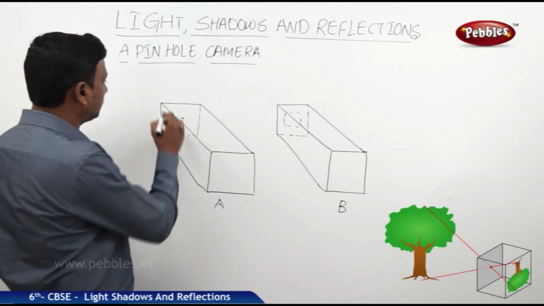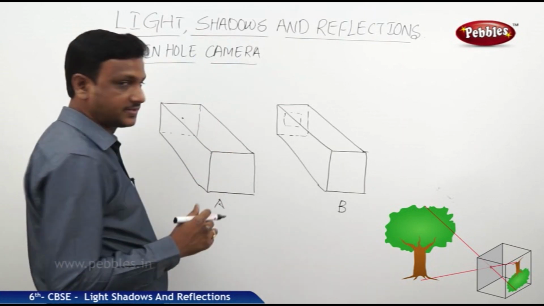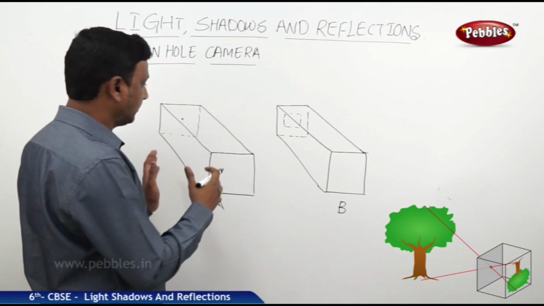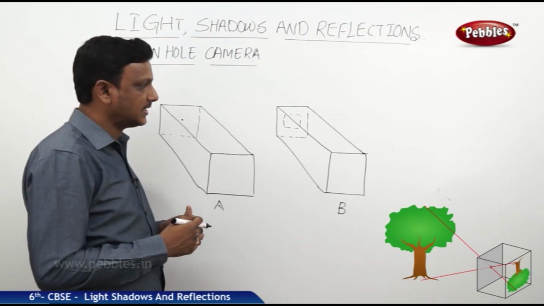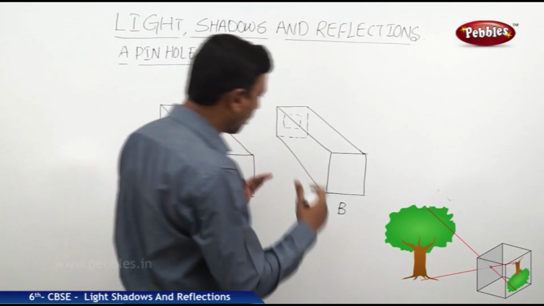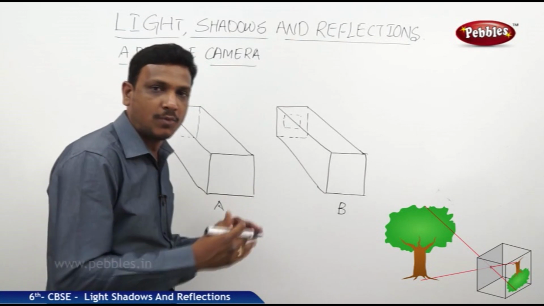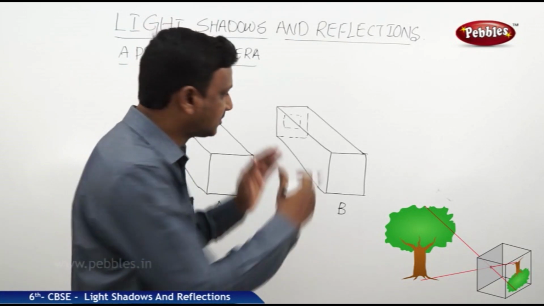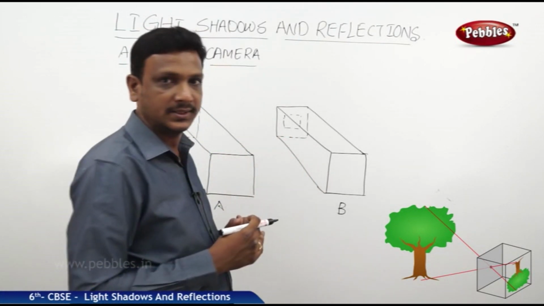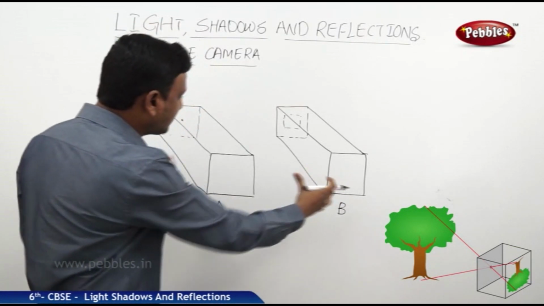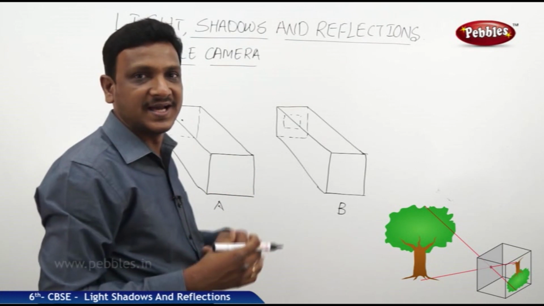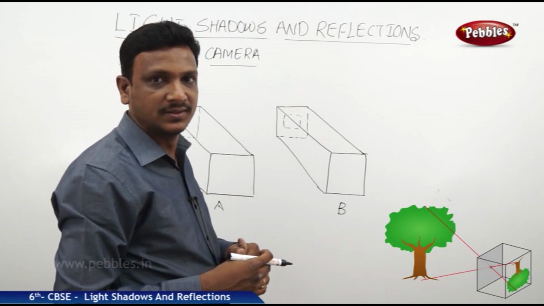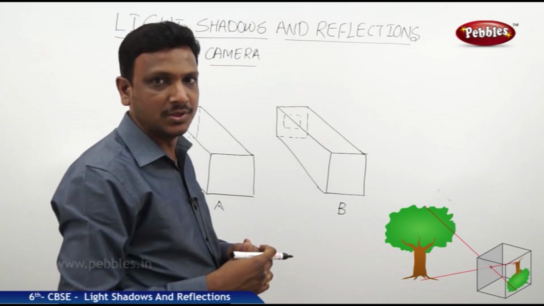So here we have taken a cardboard box. It's a rectangular, hollow cardboard box. And we have taken one more cardboard box which is smaller in size. That means the smaller one fits in the bigger one. But see that when you fix the smaller one in the bigger one, there should be no gap. It should be tight, right? So by that no light enters into the box.